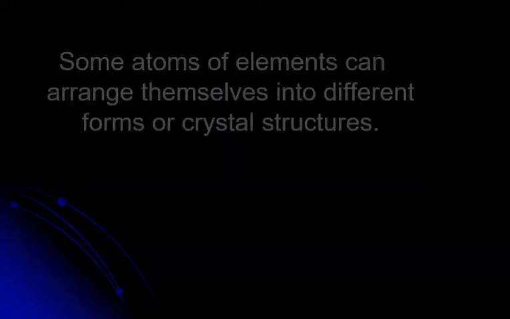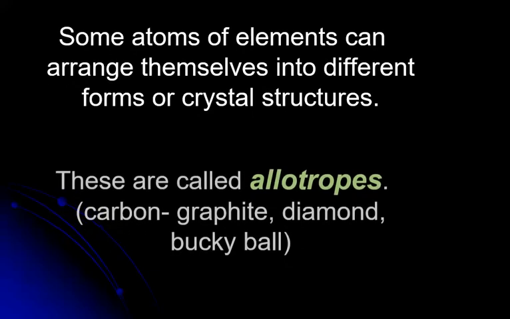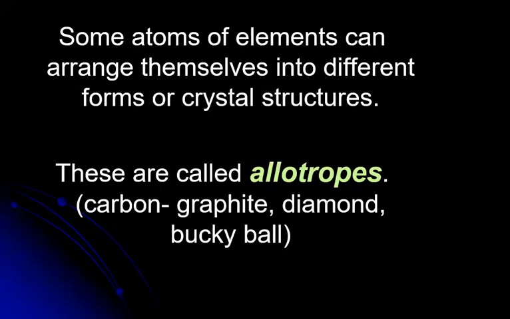Okay, so another thing about this section is that some elements actually can be found in more than one type of crystal structure. And carbon's probably the most common element that you are aware of that does this. And these different crystal structures are called allotropes. That's an easy word to confuse with isotopes, so please be careful with that, allotropes versus isotopes. So some different forms of carbon. Carbon can be found in the form of diamond. That's probably one of the most common forms that you're familiar with.